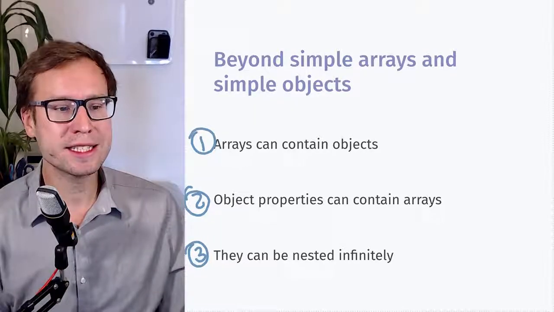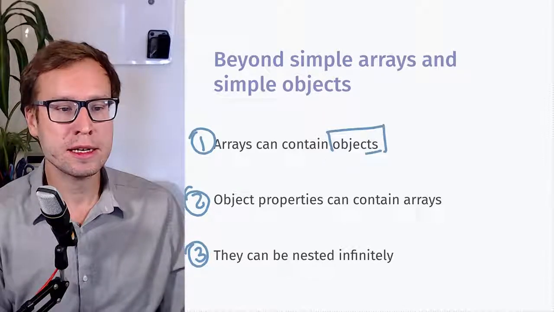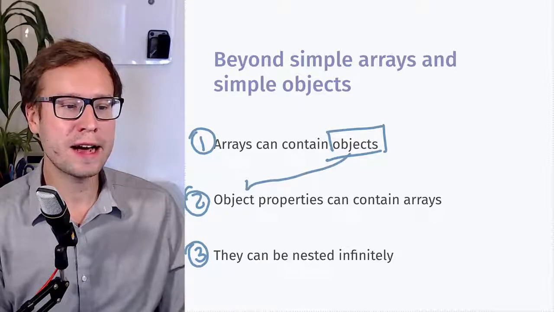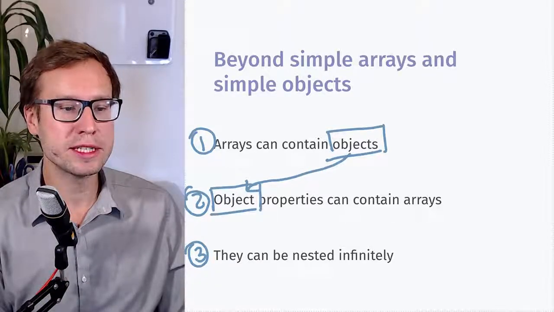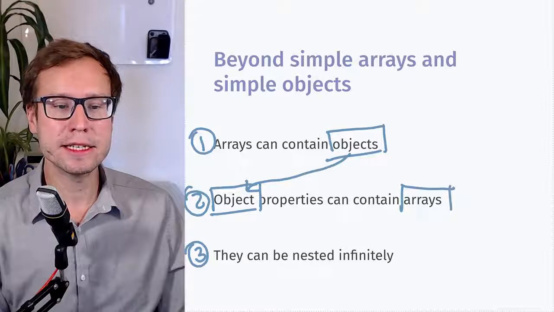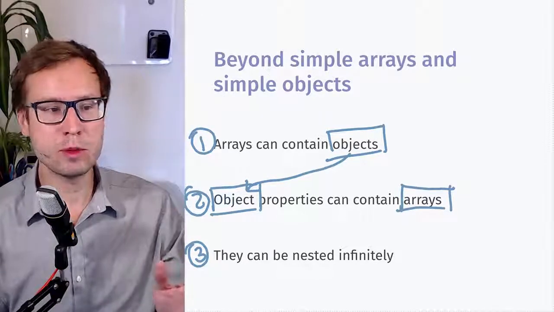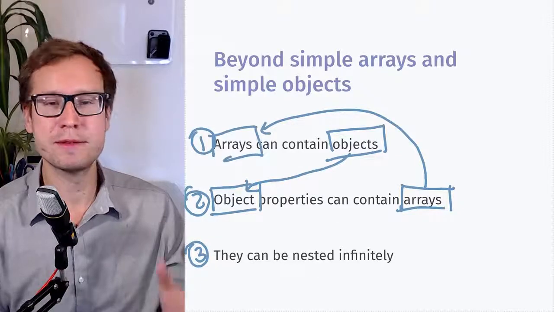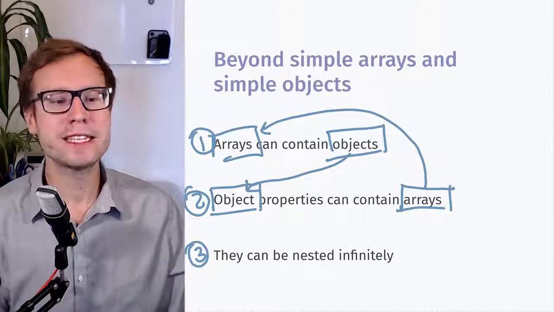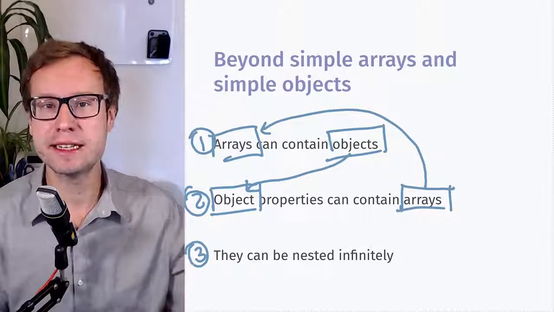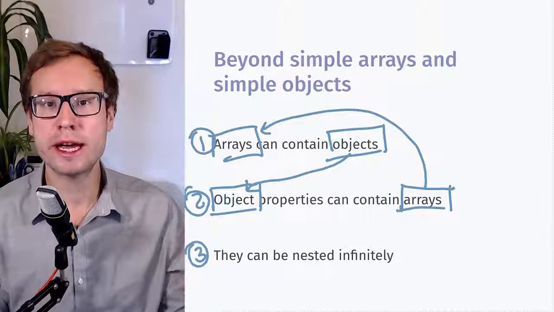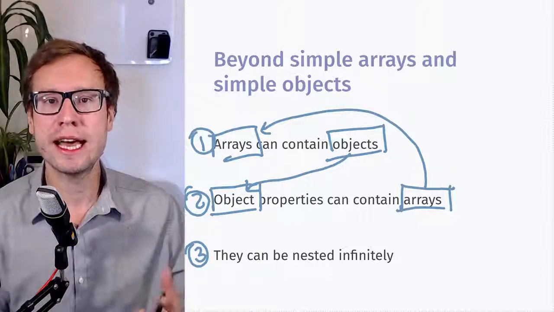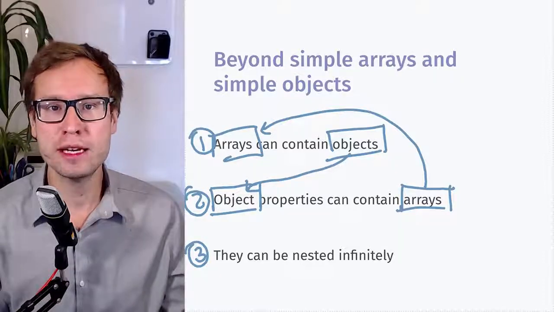Let's see. Arrays can contain objects. What if we combine that with the fact that object properties can contain arrays? Now, maybe you see where I'm going with this. Arrays, as we already explained here, can contain objects. So you can have a nesting. That's what I mean by nesting. I mean an array that can contain an object, and that object can contain an array, and so forth.